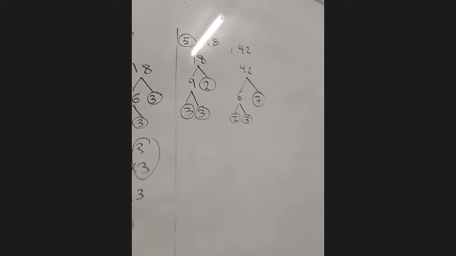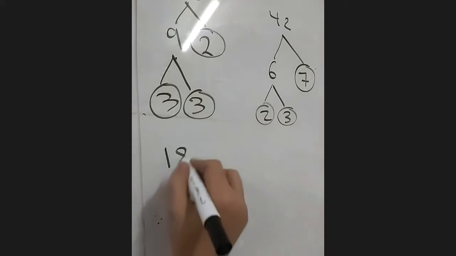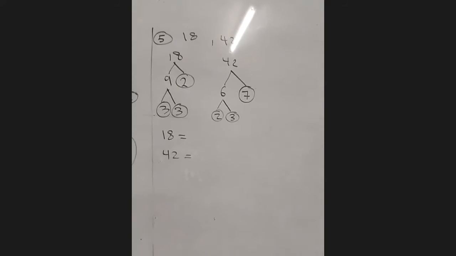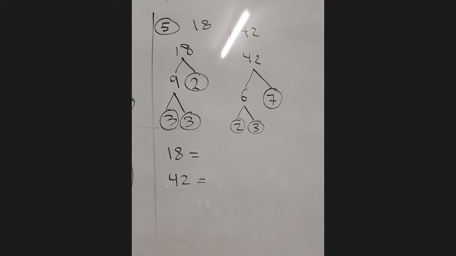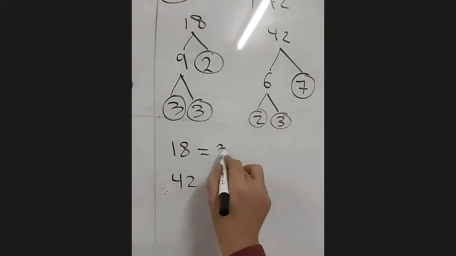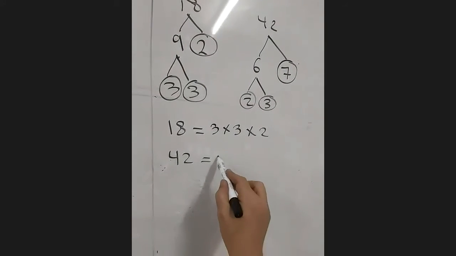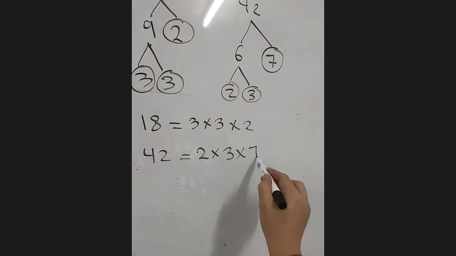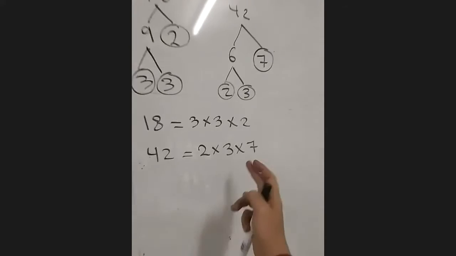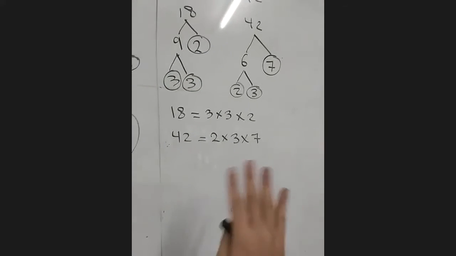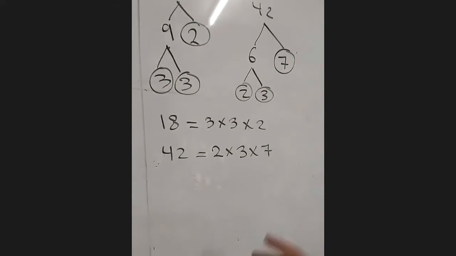Now, the 18 equals what? And the 42 equals what? 18 equals 3 multiply 3 multiply 2. The 42 is 7 multiply 2 multiply 3. Guys, if we put the 7 here and the 3 there, it's okay. The multiplication is okay. Now, what are the common ones?